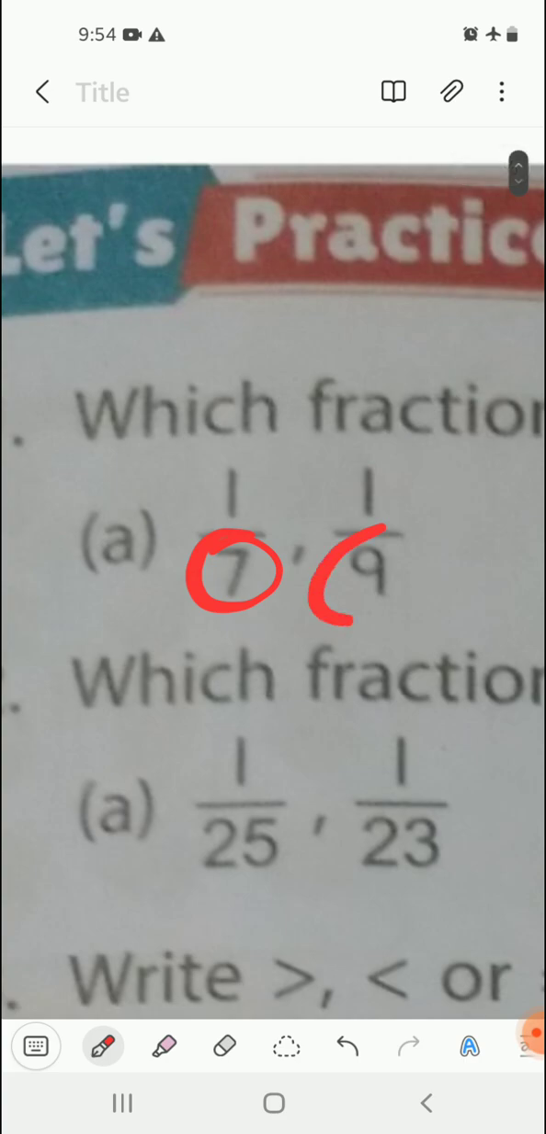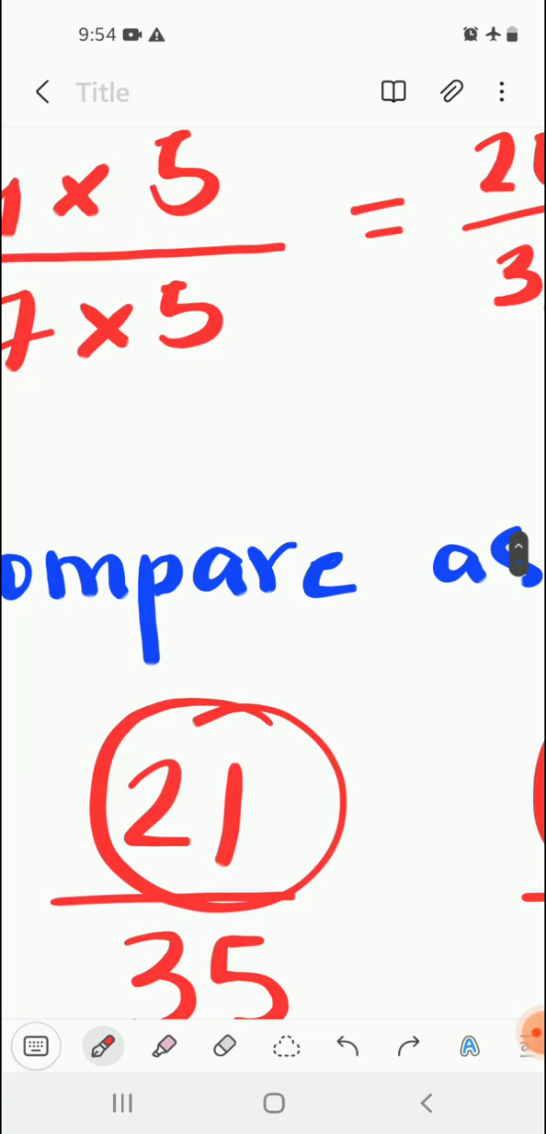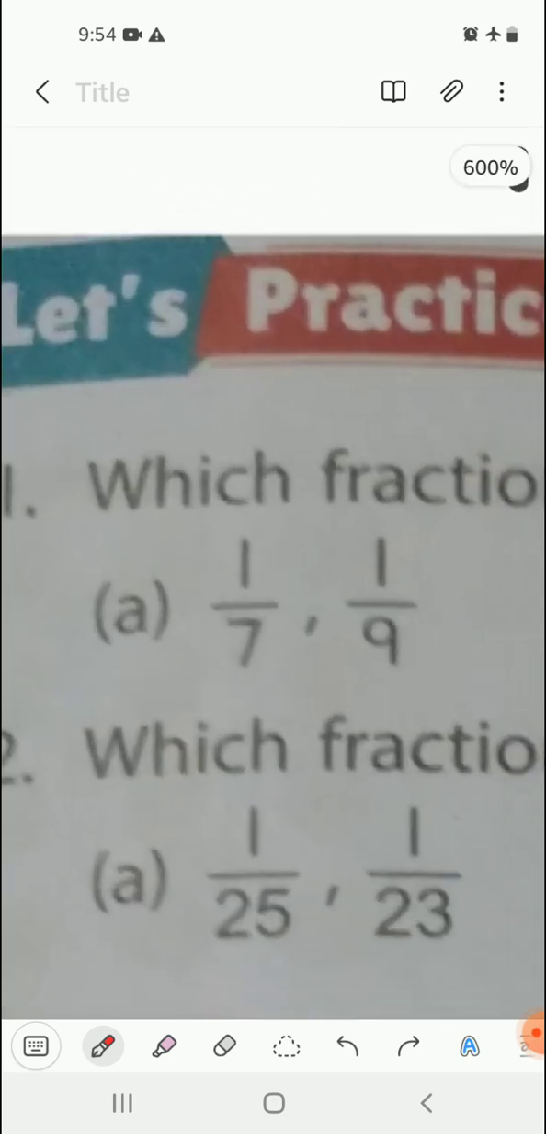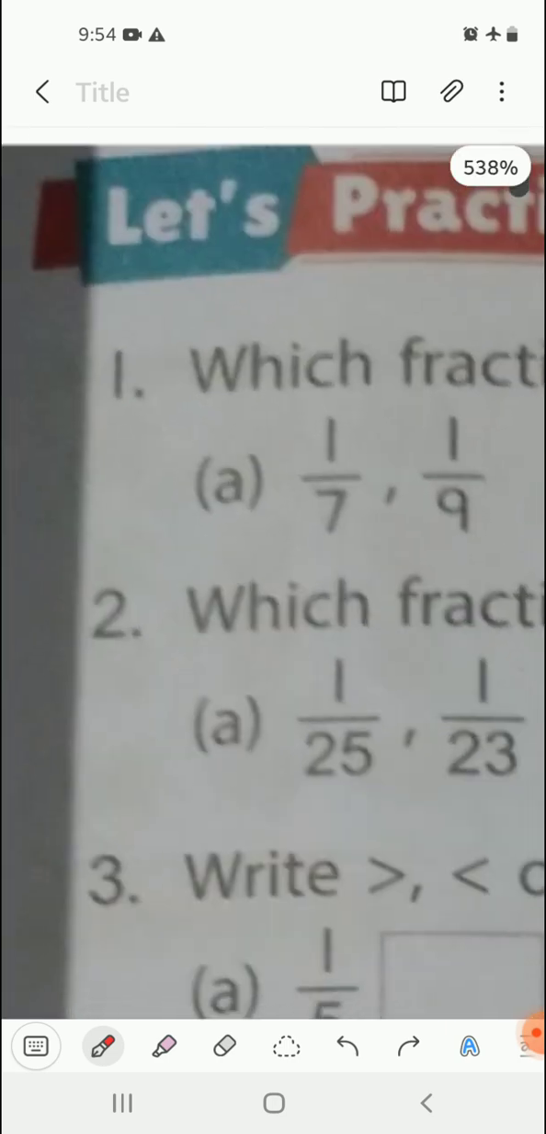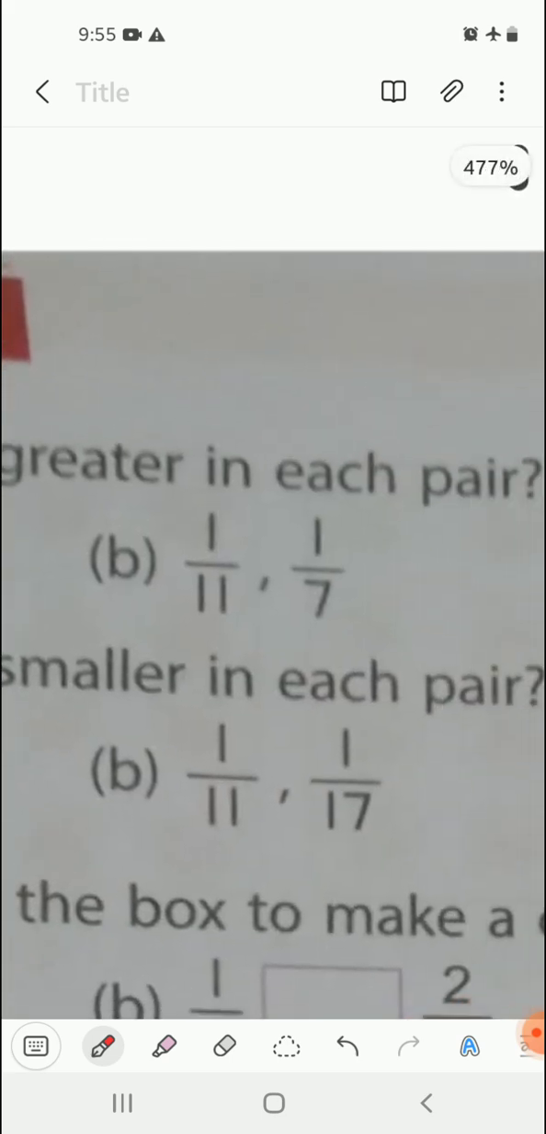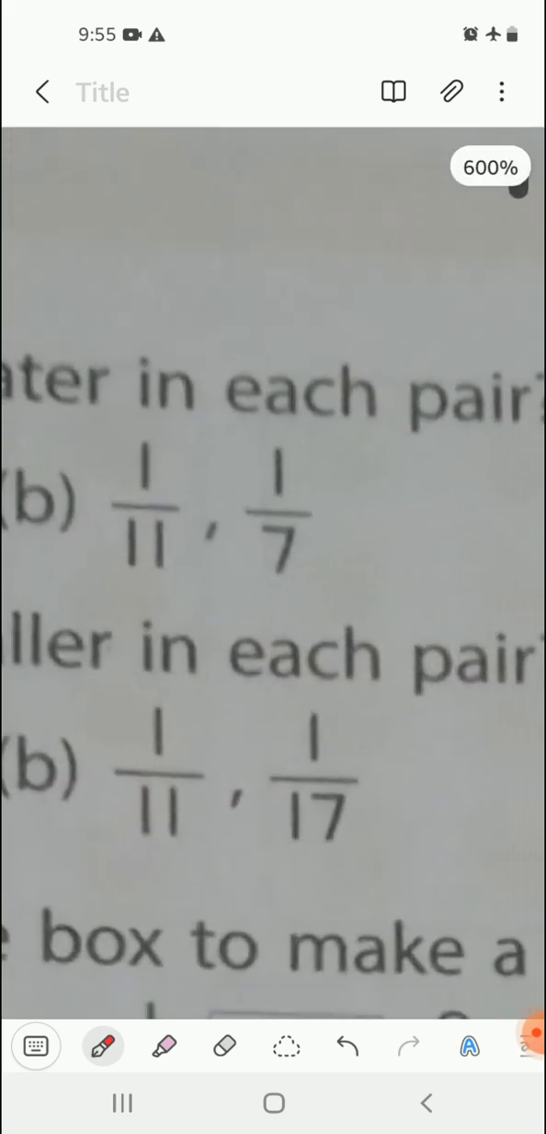Since 7 is smaller than 9, that is why the fraction 1 by 7 is greater. So we will put the sign for comparison. Which fraction is greater? 1 by 7 is greater. Similarly, number B, 1 by 11 and 1 by 7. The numerators are the same, so we will compare the denominators. The smaller denominator gives the greater fraction, which means since 7 is smaller than 11, 1 by 7 is a greater fraction.